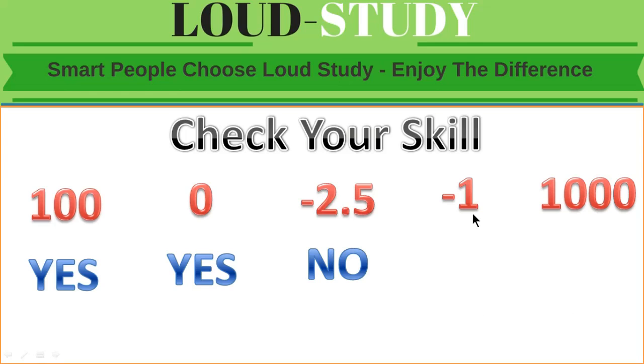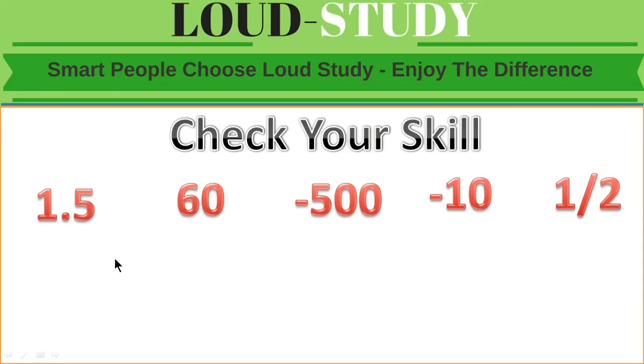Now, is -1 an integer? Yes, -1 is an integer. Is 1000 an integer? Yes, 1000 is also an integer. Now let's move to the next slide. Is 1.5 an integer? No, 1.5 is not an integer, as 1.5 does not belong to the natural series. I am telling you that all natural numbers, their negatives, and 0 are integers, not 1.5. So 1.5 is not an integer.